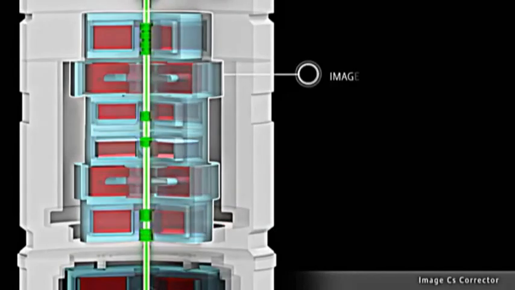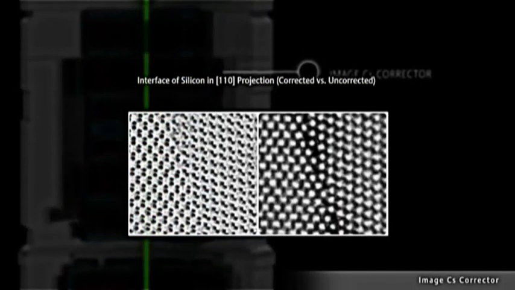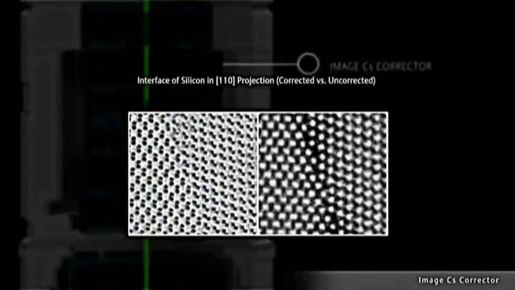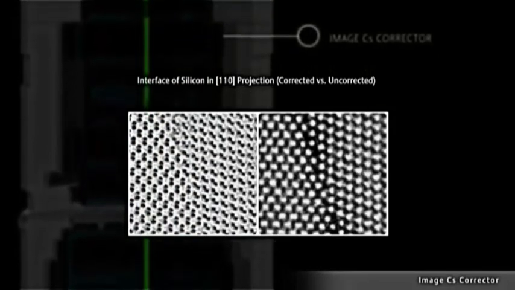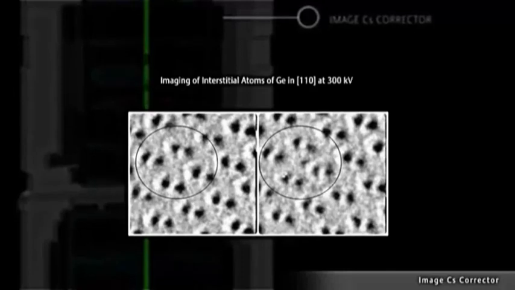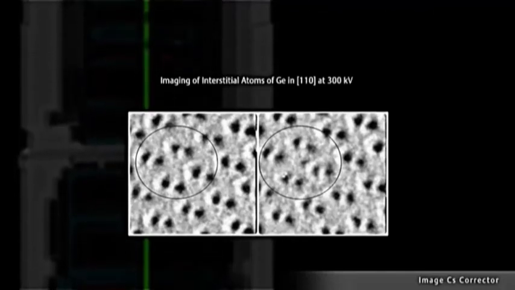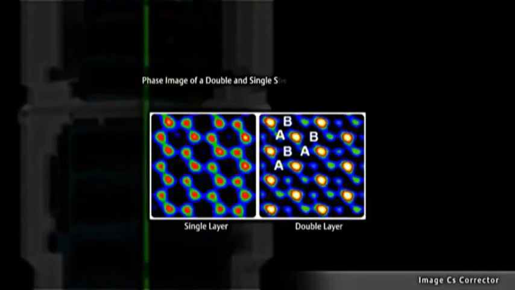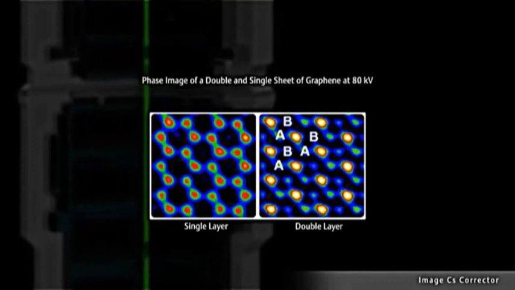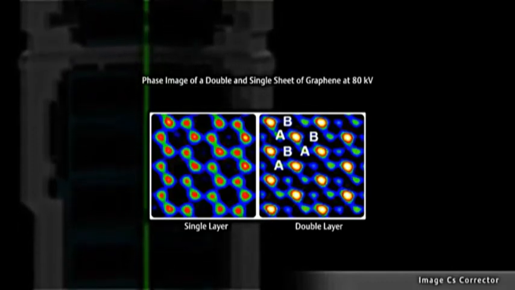The image CS corrector boosts the resolution of the HR-TEM mode to the sub-angstrom level. It minimizes the effect of delocalization in HR-TEM imaging, which enables one to determine atomic coordinations at interfaces artifact-free. At 300 kilovolts, interstitial atoms can be visualized in germanium crystals to get a better understanding of point defects in these materials. At low voltage, focal series reconstruction on graphene double sheets allows one to obtain both 2D and 3D atomic resolution.